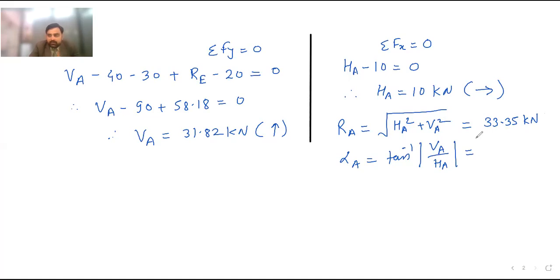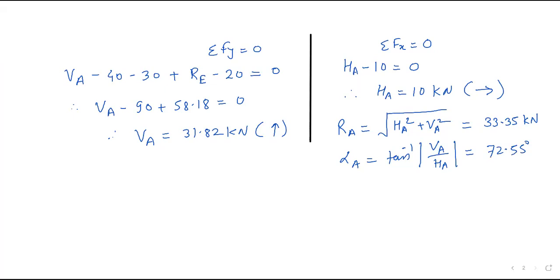What is alpha A? Let me know the answer. Alpha A is 72.55. Okay. So all please check the answers once again. Are the given answers correct or not? Please check it now. Correct. Okay, just 1 minute.